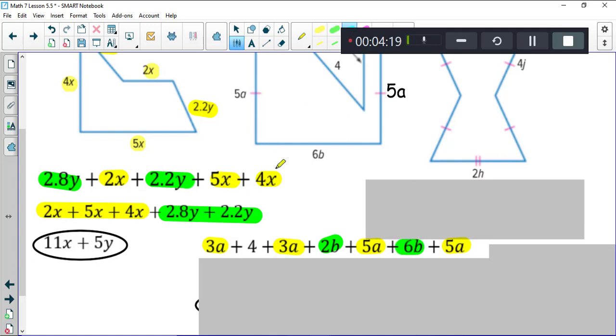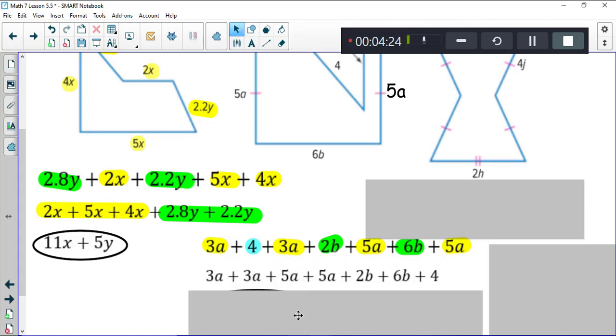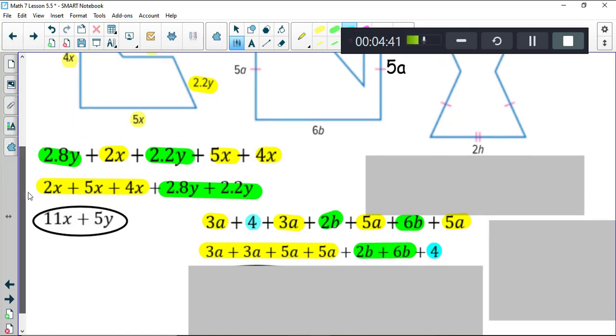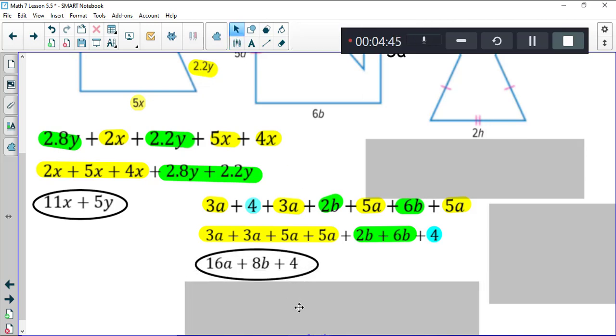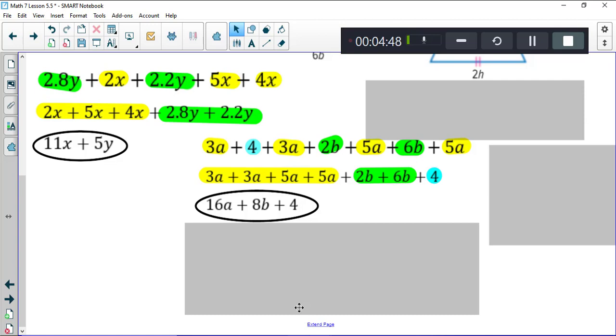And then we have what we call a constant as well. So we've got 3a plus 3a plus 5a plus 5a. Those are all of my a terms that are like terms. Plus 2b plus 6b. And then, of course, we have our lone constant, which is 4. So we'll just highlight these as we work through. So 3 plus 3 plus 5 plus 5 is going to get us 16a. 2b plus 6b is going to get us 8b, and then of course our constant does not combine with anything else here, so we just add it at the end.